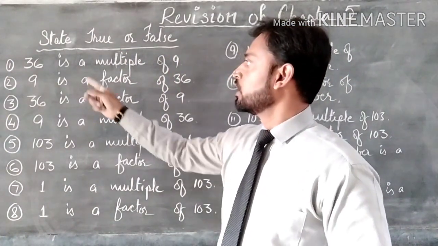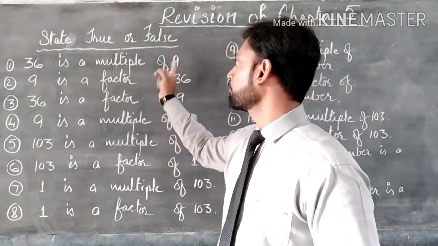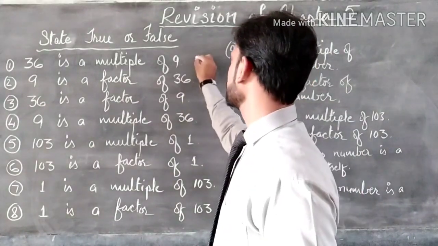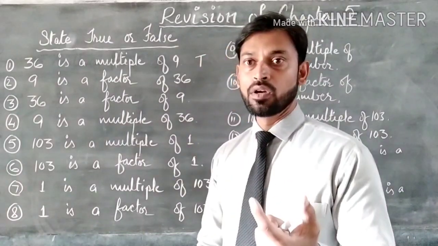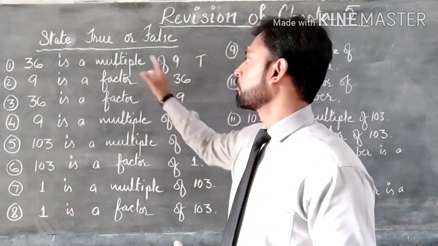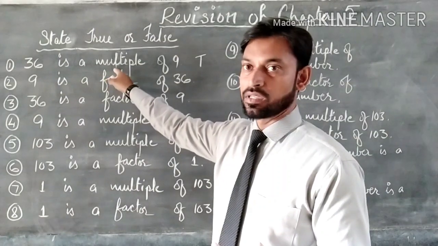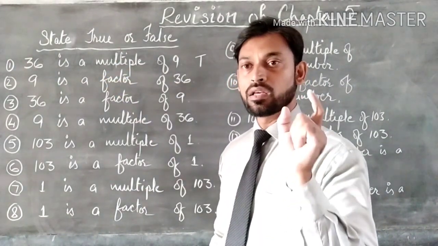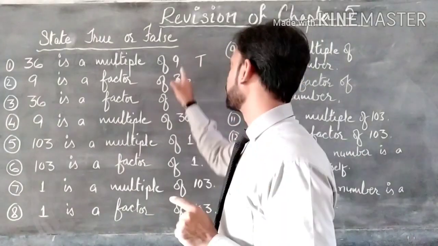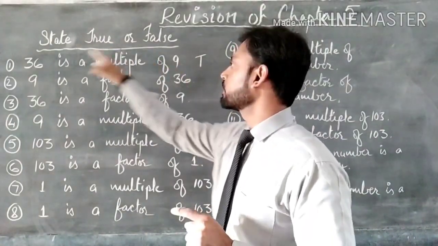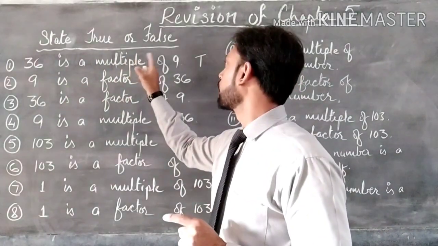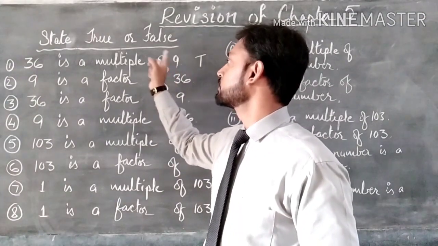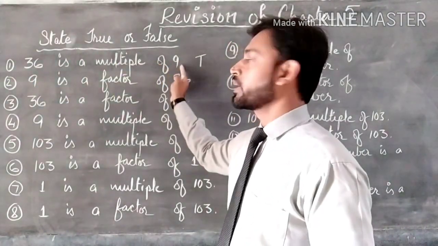Question number one: 36 is a multiple of 9. Is 36 a multiple of 9? So this is true. Why is it true? First find out the definition of multiples. Multiples are always greater than or equal to the given number. So the given number is 9 and 36 is greater than 9. Now we have to see whether this 36 comes in the table of 9 or not.